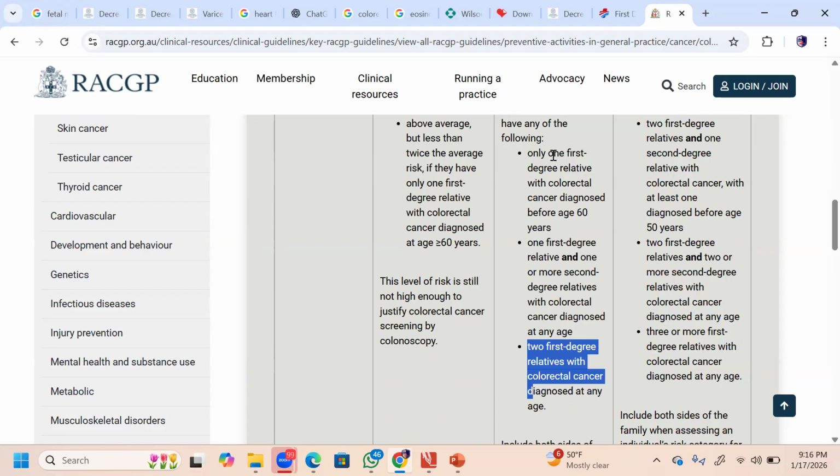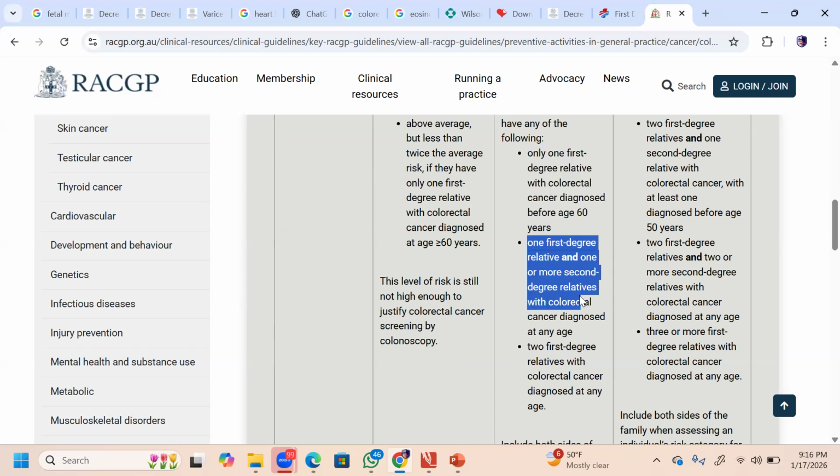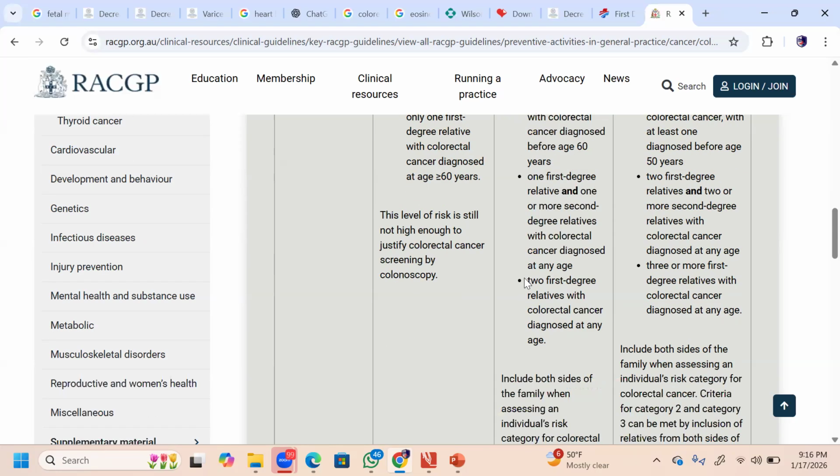Any different situation can come in the exam, so that's why you have to memorize these three different points. So easy. If before 60, simple, it is a moderate risk. Or the second condition, if one first degree and one second degree at any age, this is also moderate risk. And the third condition, two first degree relatives at any age. First degree means the patient's brother, sister, father, mother, right? And second degree means the patient's aunt, uncle, like that.